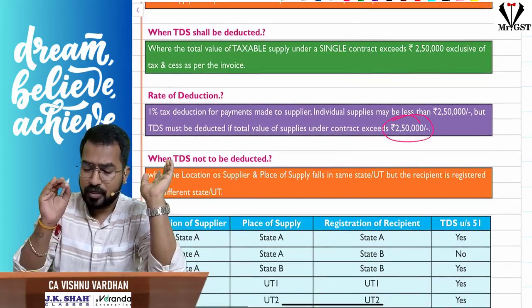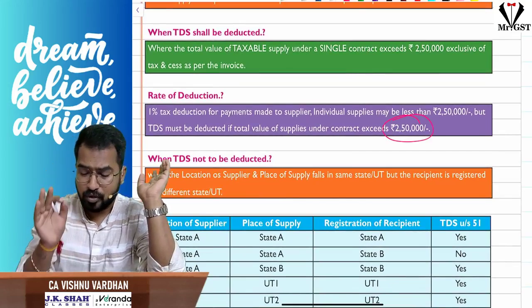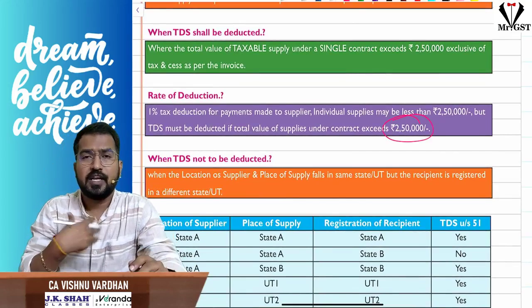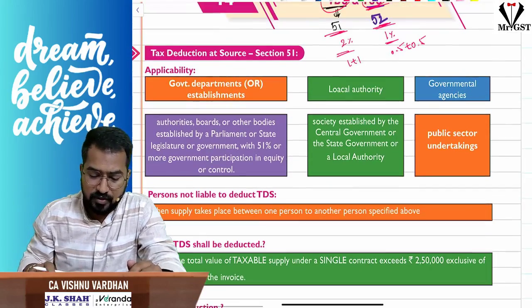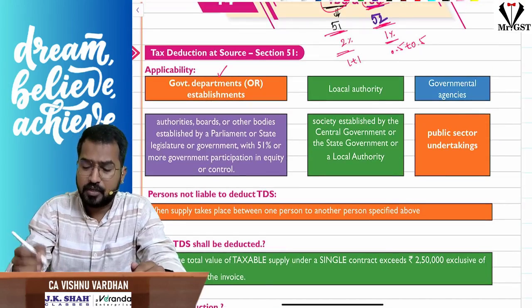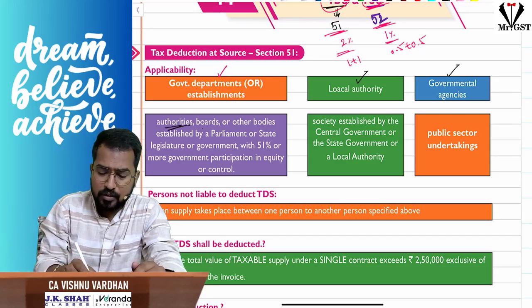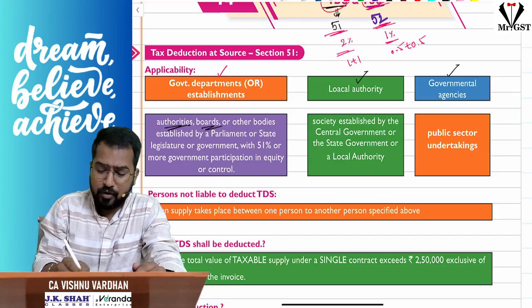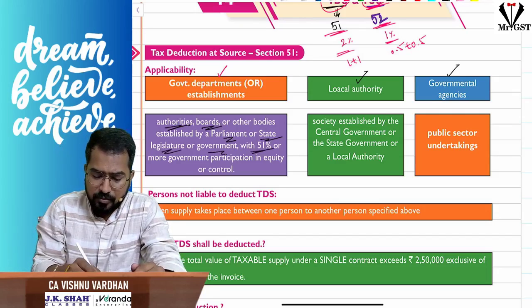I am not talking about the invoice value or the payment, I am talking about the contract value. When we are entering into a contract, with whom we are entering into the contract is important. We are entering into a contract with a government department or a government establishment, or with a local authority, or with a governmental agency, or with any authority or board which is set up by the government, Parliament, or state government, and with 51% or more held by the government.